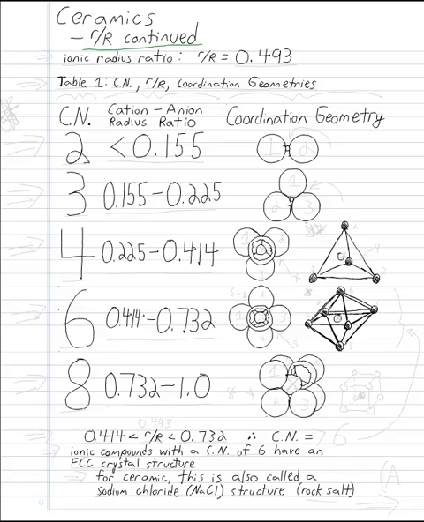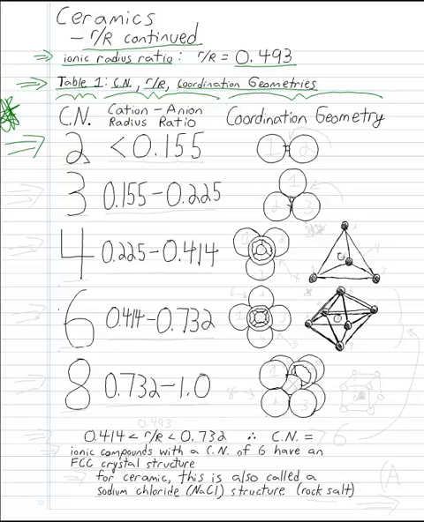Little r to big R continued. As we just discussed, the ionic radius ratio for nickel oxide is 0.493. Our next step for the example problem is to take a look at Table 1, which correlates the little r to big R ratio to the coordination number and the coordination geometry. Taking a look at Table 1, we can see that there are 3 columns. The first column corresponds to the coordination number. The second column is for the cation-anion radius ratio. And the final column is for the coordination geometry.